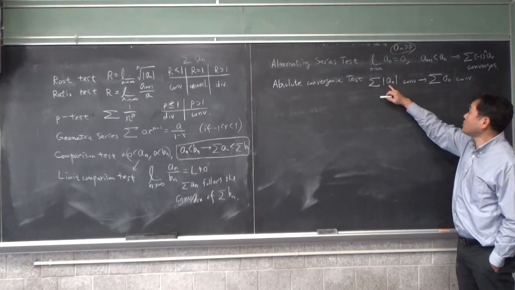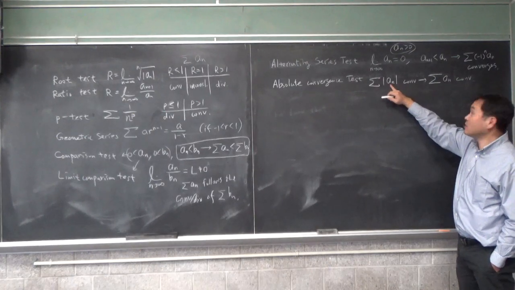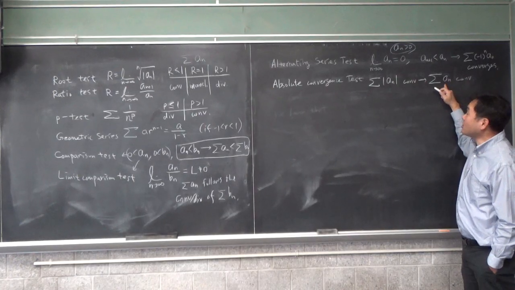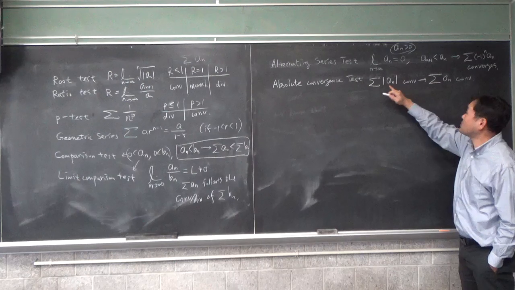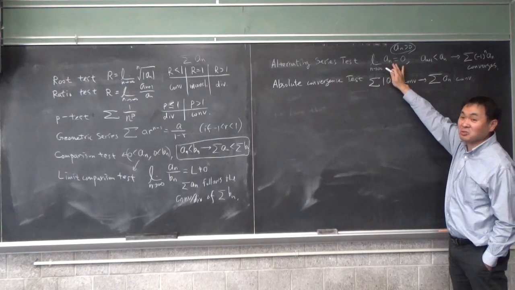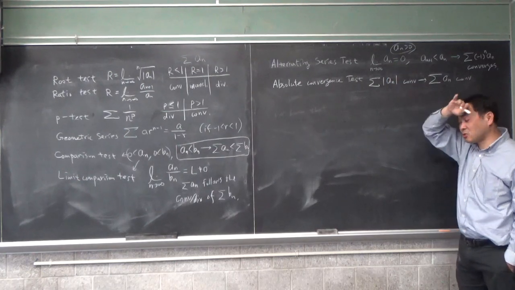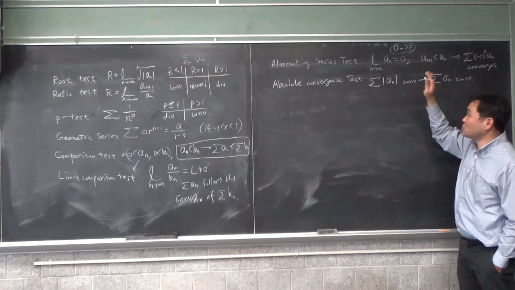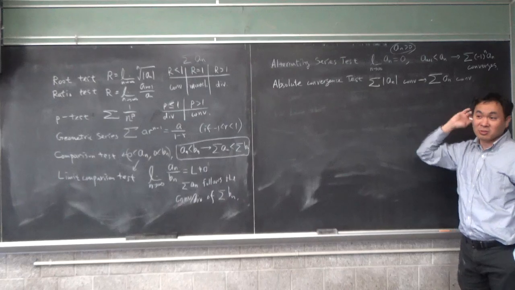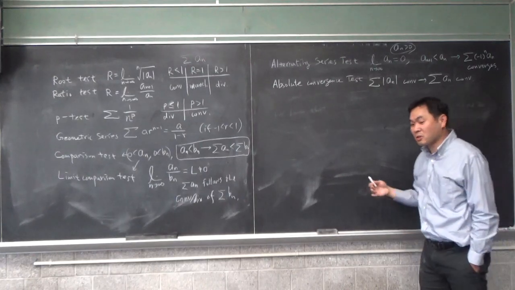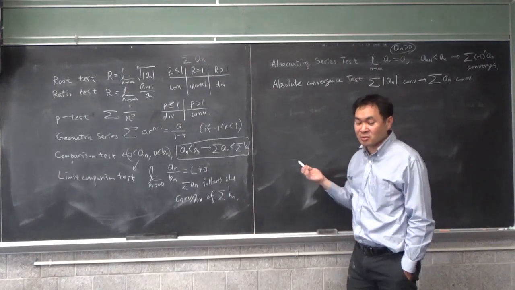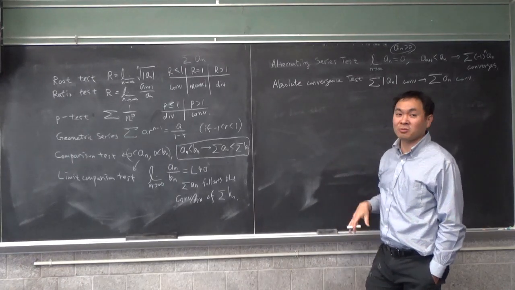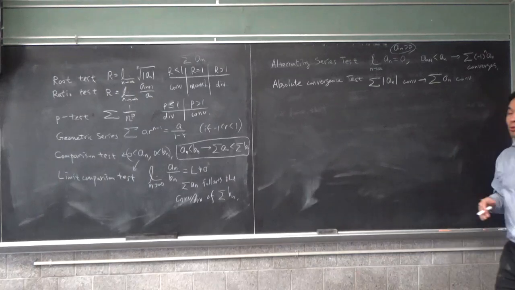So if this converges, we say this series absolutely converges. But there are cases where this converges but this doesn't, and you can prove its convergence using the alternating series test. And if this converges while this does not, then we call that conditionally convergent. The distinction was important because if some series is conditionally convergent, then you cannot switch the order of summation, so you have to be really careful.